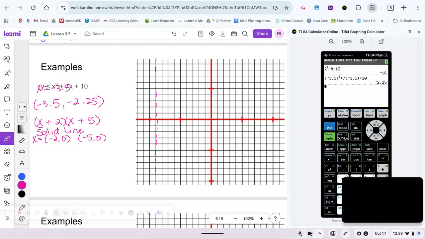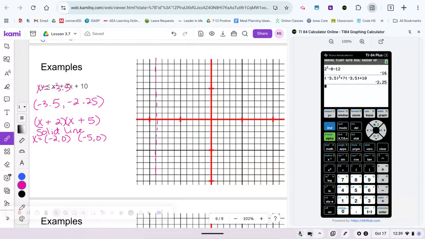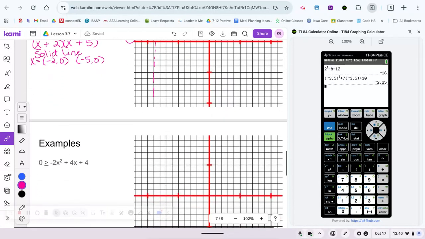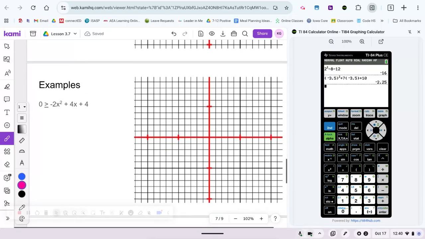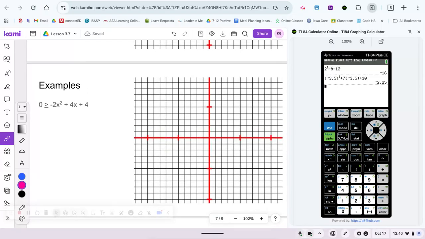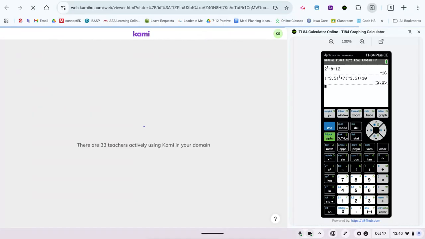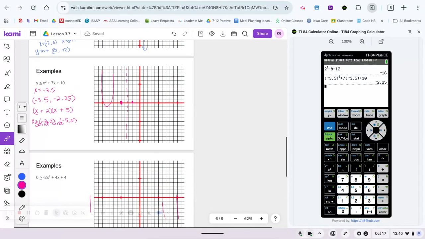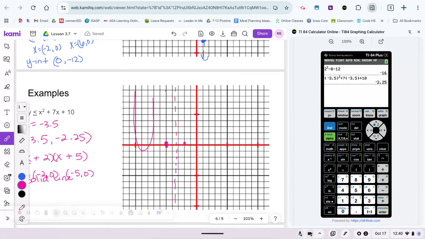Let's see if I can get this to graph without scooting up. It keeps wanting to scoot up. Negative 2, 0, negative 5, 0. It keeps wanting to scoot. I don't know what to do here. Let me see. Refresh the page. Okay, let's try one more time.